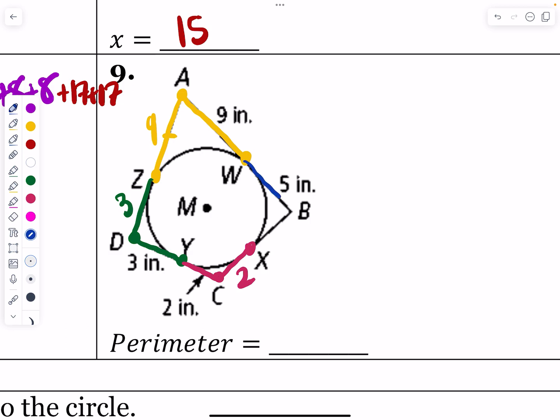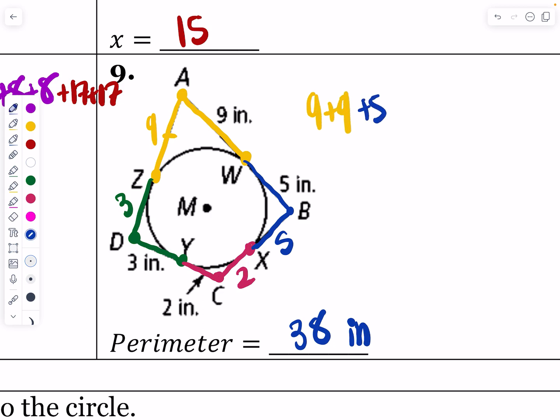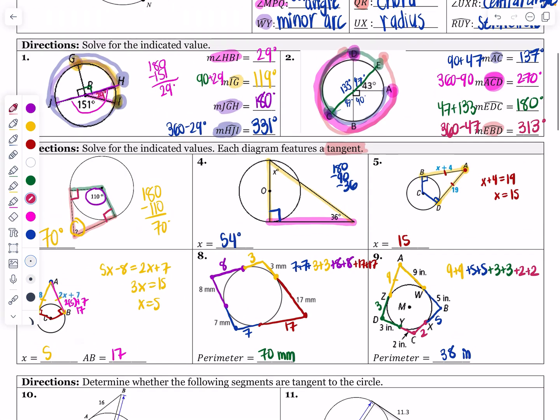And then W to B, that tangent line is 5, and so this part of the segment will also be 5. So we want to find the perimeter, so we're going to add all of those pieces together. When we do that, we get a total of 38 inches. So that is all of my pieces added together. 2 of the yellows, 2 of the blues, 2 of the greens, and 2 of the pinks. And those are my tangent problems. That was for 3 through 9.